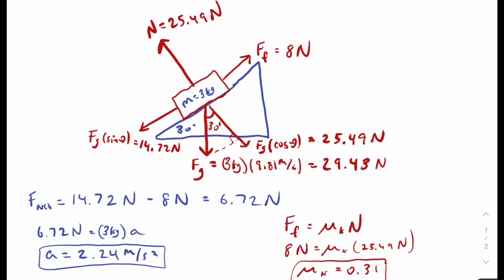Alternatively, this problem could have been set up in a way where the kinetic coefficient of friction was given and the friction force was not. If that was the case, you would need to work backwards, first finding the friction force, which would allow you to find the net force, which would ultimately allow you to solve for the acceleration.